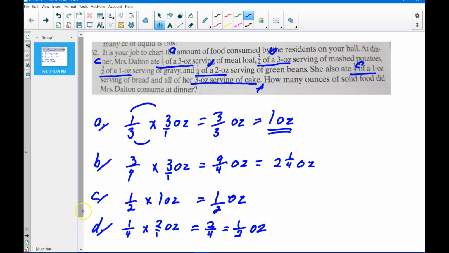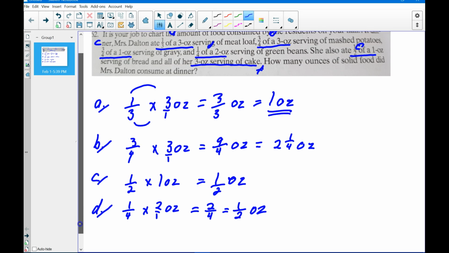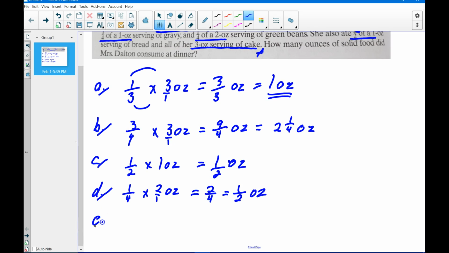Now, two more. So this is 1/2 an ounce of beans, and 1/2 an ounce of bread is right here for E. Again, it's going to be the same thing, 1/2 times 1 ounce, which equals 1/2 ounce. And F is simply going to be 3 ounces.